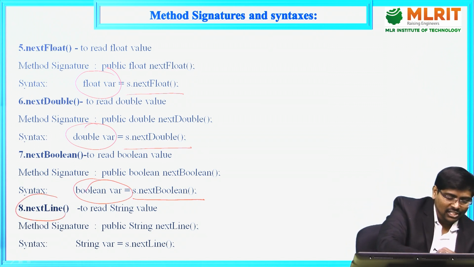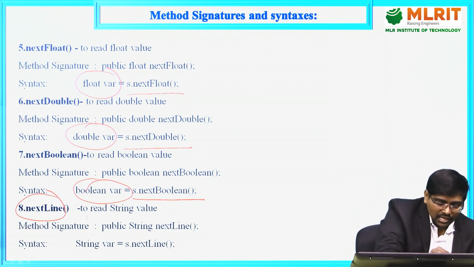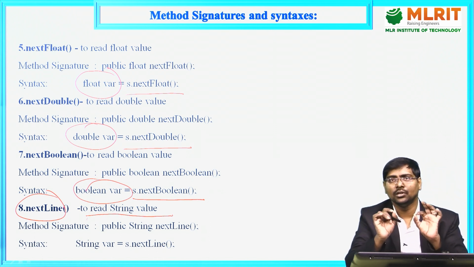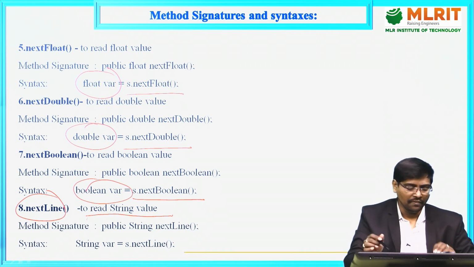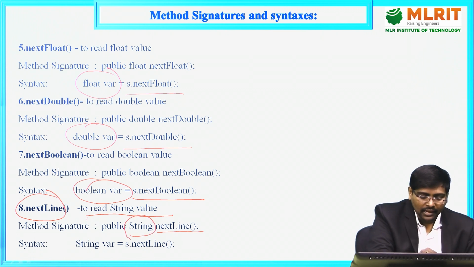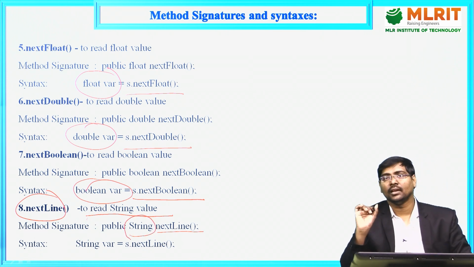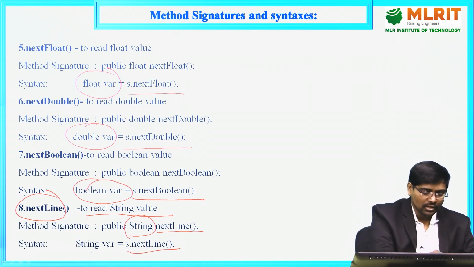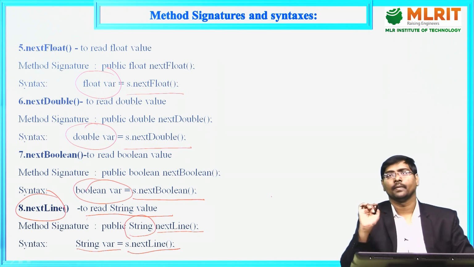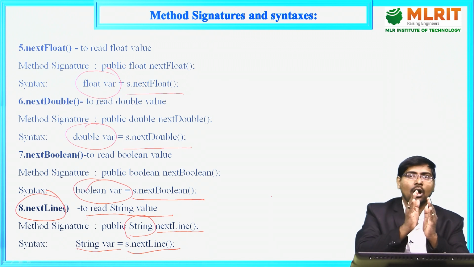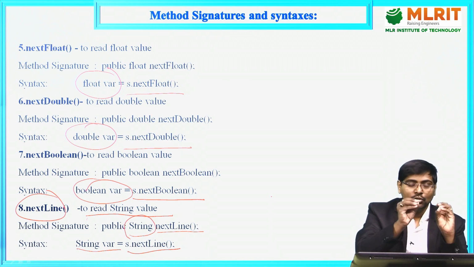Coming to next to line, which is used to read a string value. So obviously for the next to line method, what is the return type? The return type is a string. See this one? The value is assigned to a string only. Now you understand how to read, just the syntaxes.